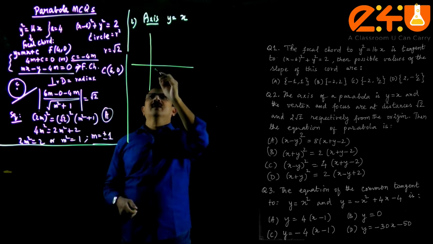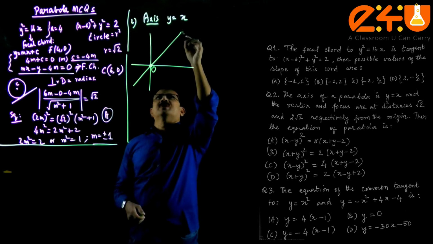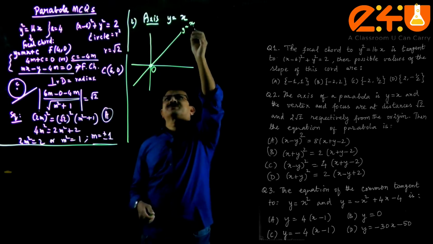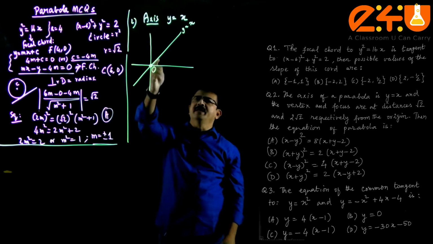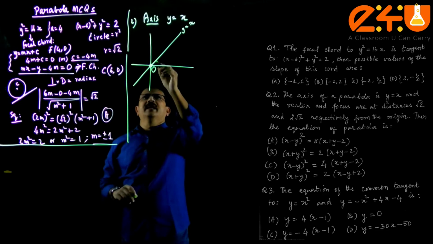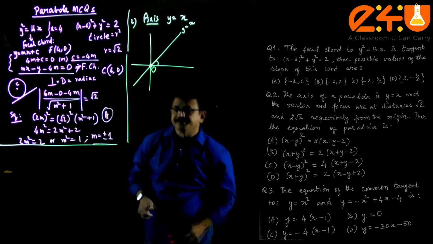Whereas here y equal to x, let me draw roughly this situation, y equal to x. A line, all of you know very well, inclined at 45 degrees to the x-axis.